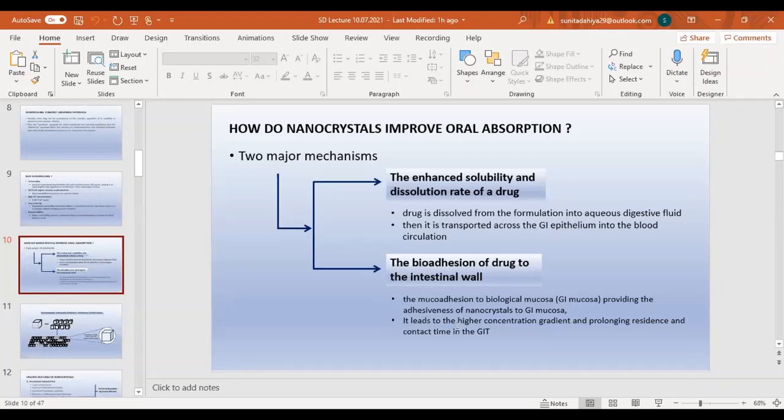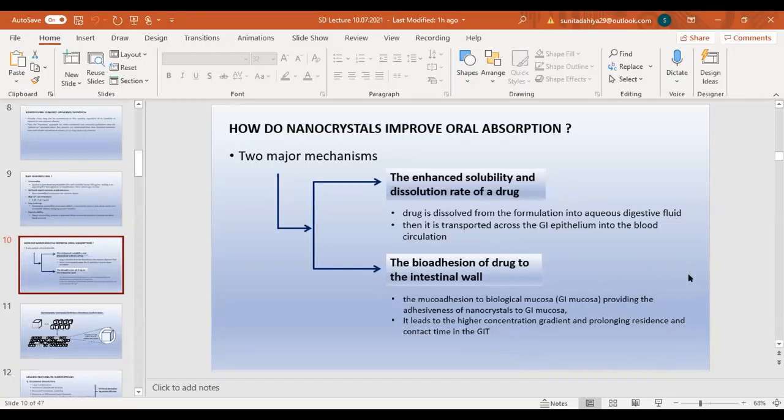So dissolution will be enhanced once we enhance the solubility, right? Ultimately, the goal is to have better oral absorption, or better oral bioavailability. Basically, nanocrystals use two major mechanisms for improving oral absorption. That is, they enhance the solubility and dissolution rate of a drug. And secondly, they enhance the bioadhesion of the drug to the intestinal walls.